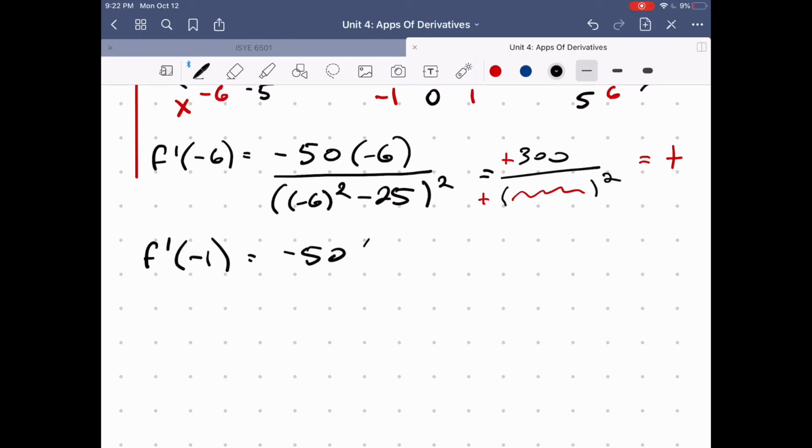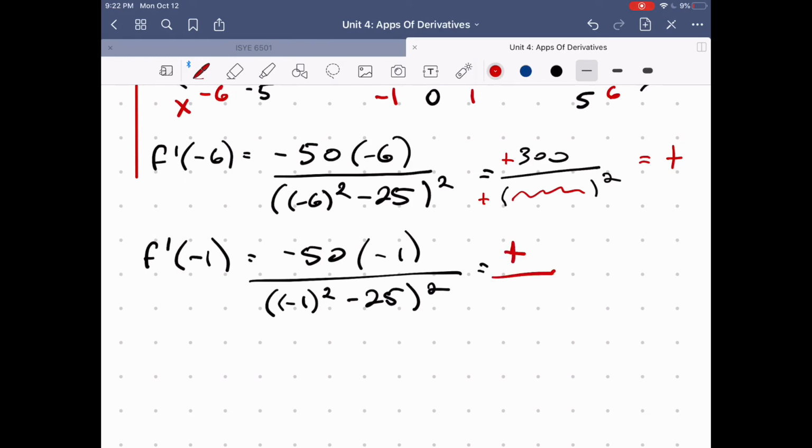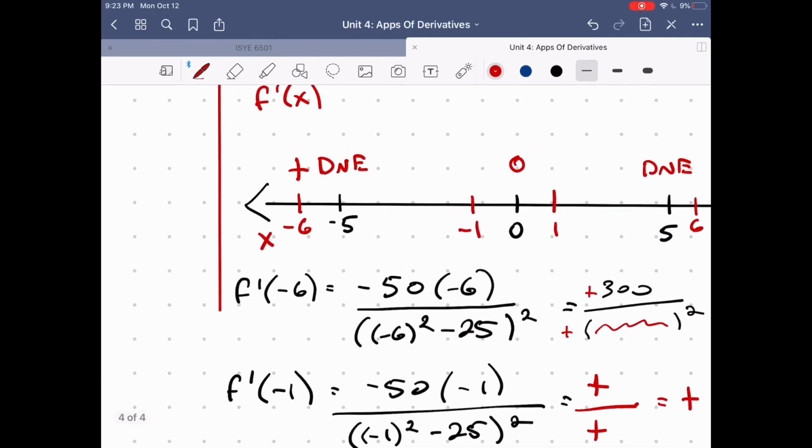So f prime of negative 1 is equal to negative 50 times negative 1, all over that parentheses squared, negative 1 squared minus 25 quantity squared. The numerator is negative 50 times negative 1, so that's a positive 50. But remember, we only care about the sign, so really the numerator is just positive. The denominator is all being squared, so we're going to get a plus sign in the bottom. And then a positive number divided by a positive number is a positive number. So I'm going to put a plus sign above the negative 1.